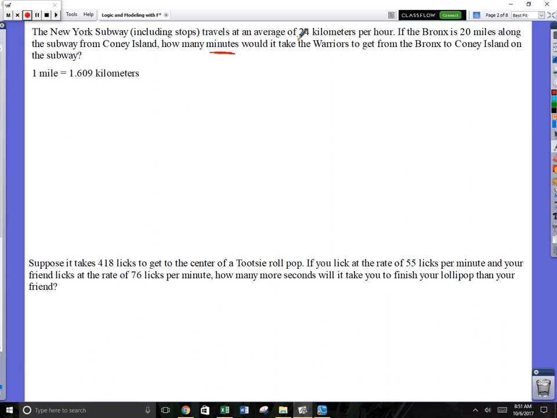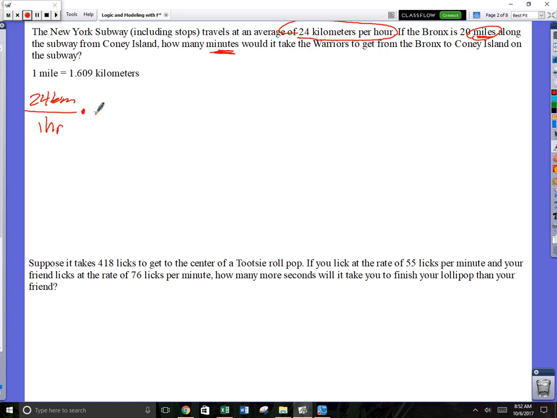So here we go. They're going to give us an initial rate. Your initial rate is going to be 24 kilometers per every 1 hour. Okay, we're going to start with that initial rate. And then we're going from kilometers to miles, and then we're going from hours to minutes. So we've got to change both those units. I've got units of kilometers and hours, and I need to end up with miles and minutes. So it doesn't matter which one you tackle first. So let's go with miles.